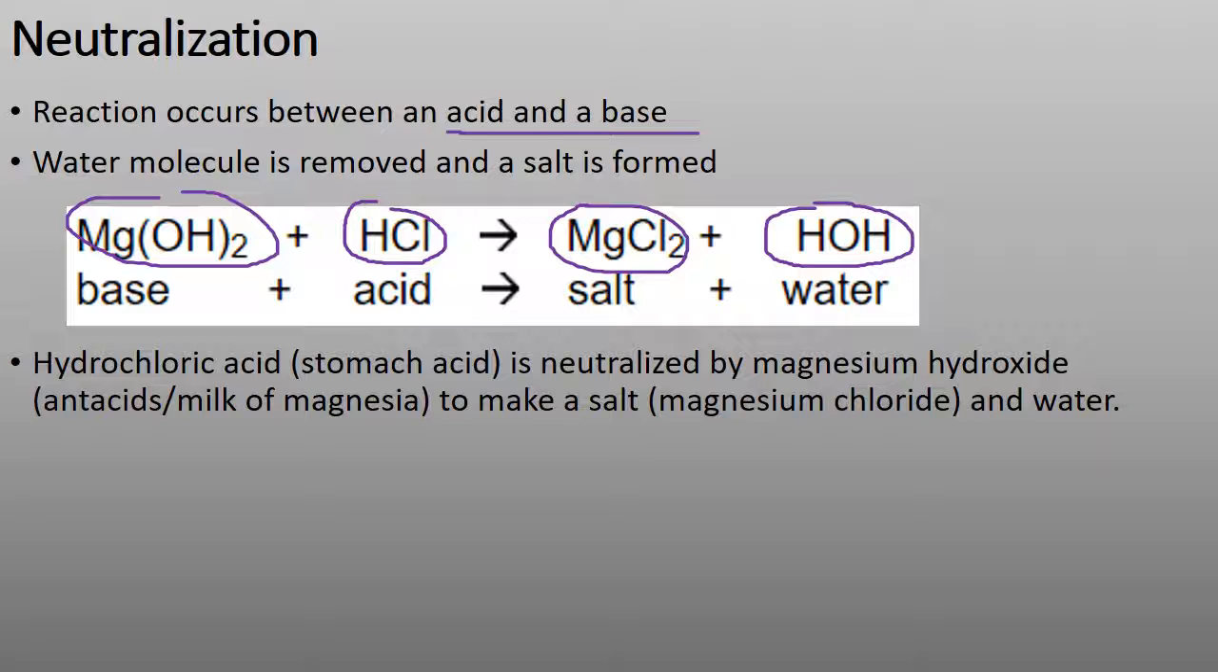Again, this reaction here is more related to how our stomach works. If we have some sort of acid reflux, we take antacids or anything that has magnesium hydroxide in it, like milk of magnesia. Again, this will help neutralize the acidity in our stomach.